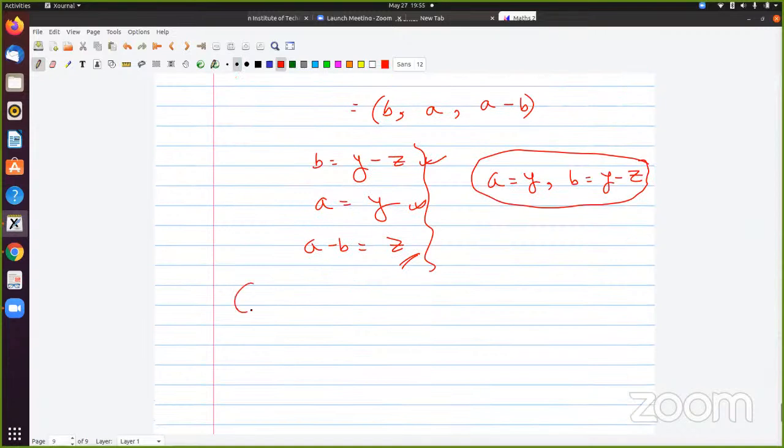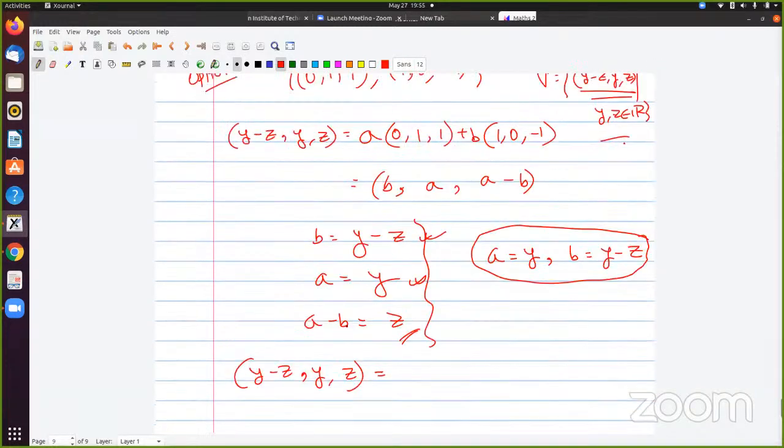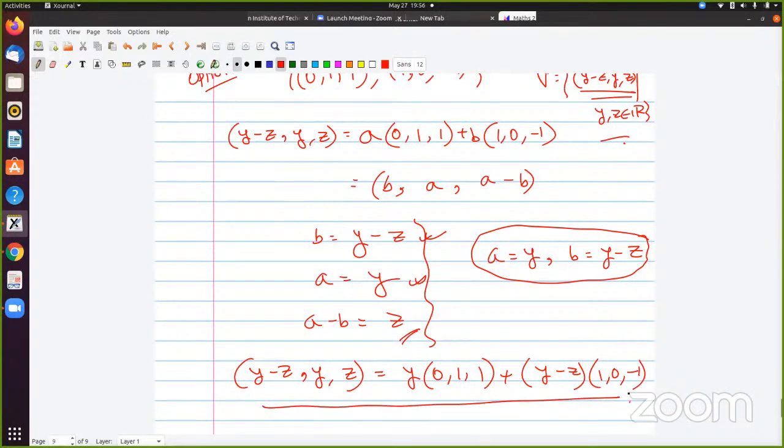So I can write (Y - Z, Y, Z), which is any element. So depending on the value of Y and Z, it can represent any element of V. I can express this as Y times (0, 1, 1) plus (Y - Z) times (1, 0, -1). Is it clear to everyone? So it is the spanning set of V.